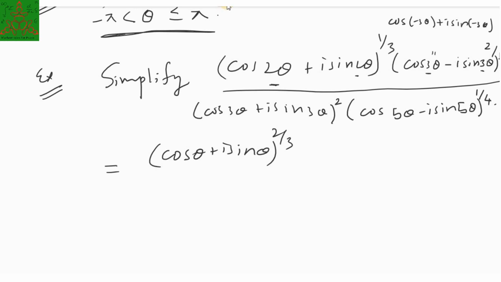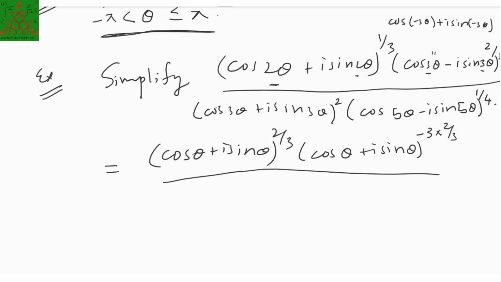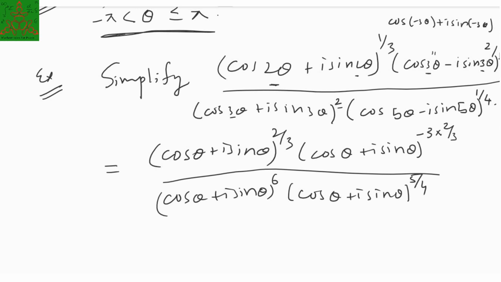So the result is true for an integer also, so that's why we can write this as (cos θ + i sin θ) raised to minus 3 into 2 by 3, upon (cos θ + i sin θ) raised to 6, because this 3 goes here, and (cos θ + i sin θ) whole raised to 5 by 4, minus 5 by 4, because we can write this in the same manner as cos of minus 5θ plus i sin minus 5θ.